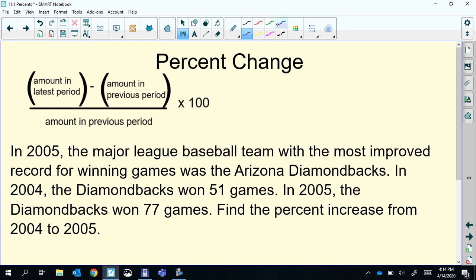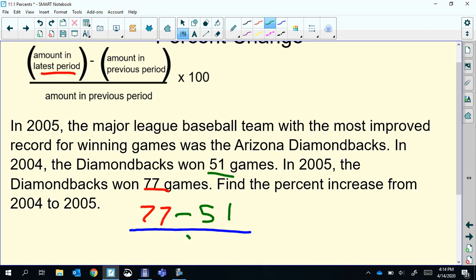So we're looking at percent change. 2005, most improved winning record was the Diamondbacks. 2004 they won 51, and in 2005 they won 77. So we do the latest over the previous. So the latest, 2005, there was 77 games, minus the previous year was 51. And then we divide by the previous, which is that same number, 51. Remember, we said these two are always going to be the same.